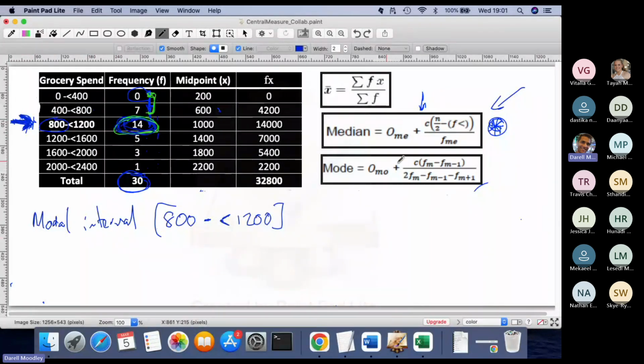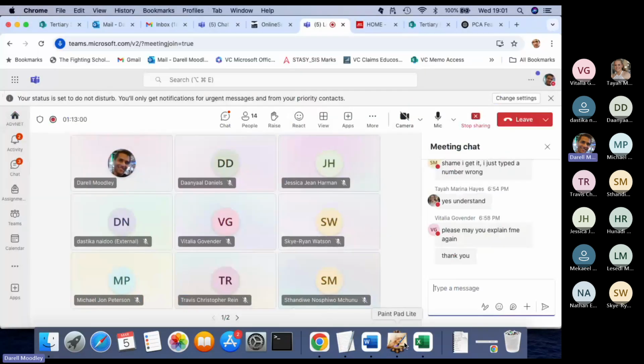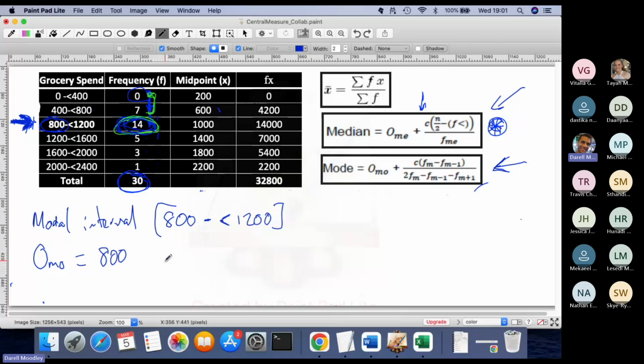And once you know that, then you're going to use the formula for the mode, which is given to you. And very similar to before, you have L_mo, and that's just the lowest value for that interval. The lowest value for that interval is 800. So now, go back to the chat and see any questions. Okay. All right. So that's your L_mo.